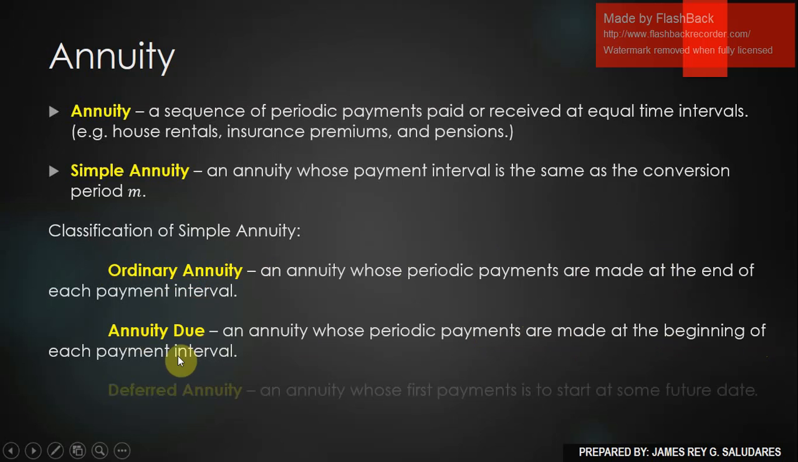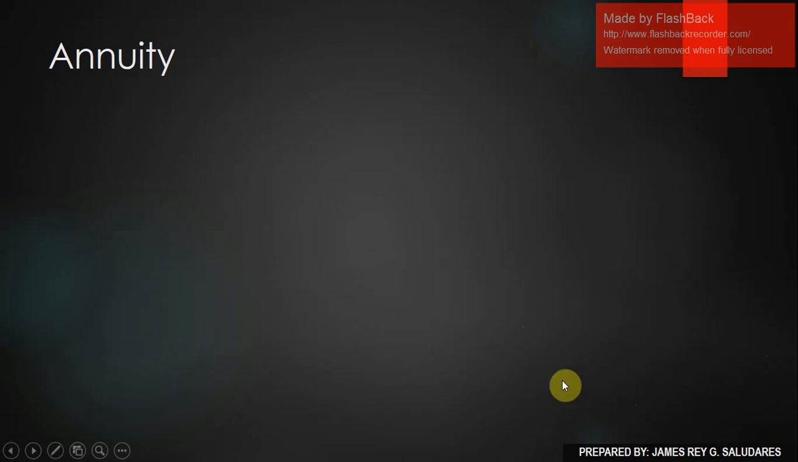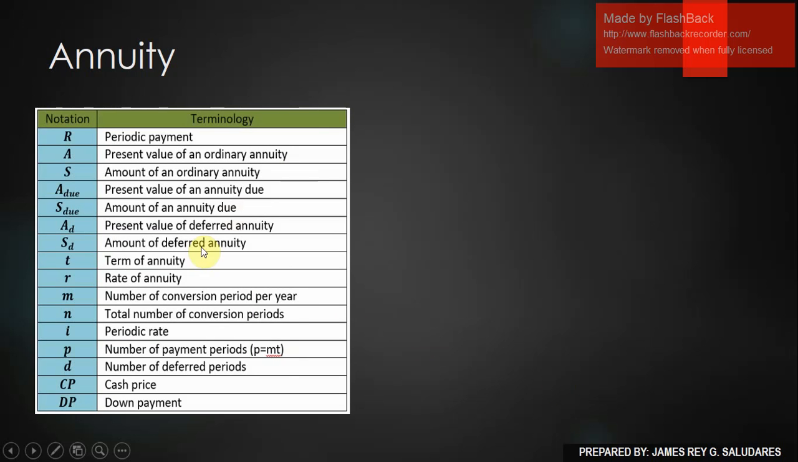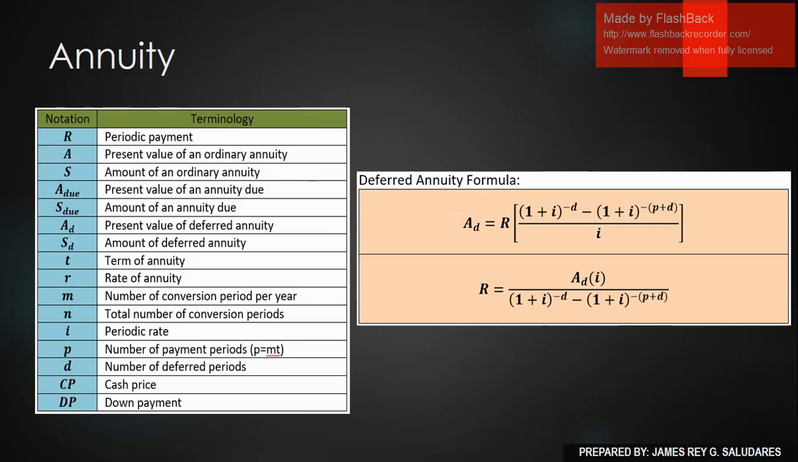And for today's topic is deferred annuity, an annuity whose first payment is to start at some future date. So these are the terminologies for the annuity. For the annuity due, we use subscript D to represent that the problem falls under annuity due. So there are two formulas for annuity due. This one.